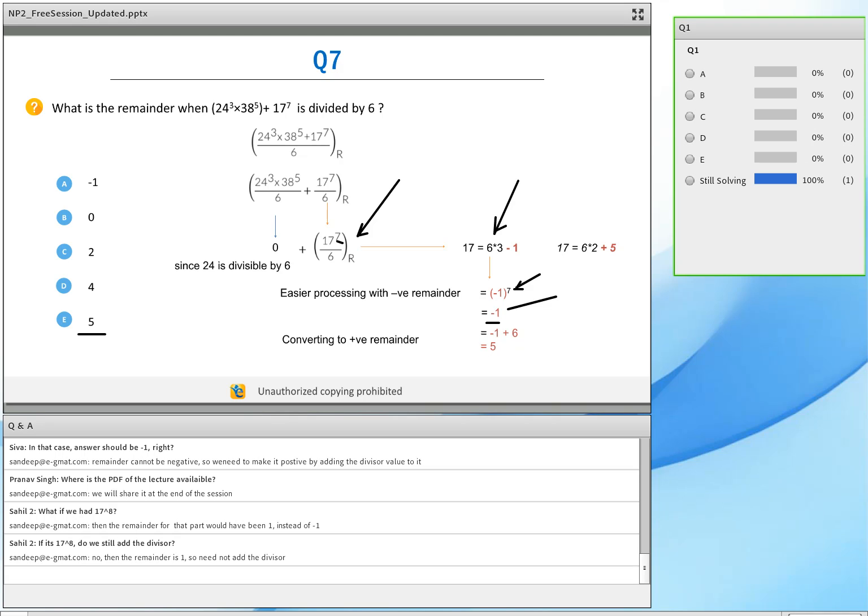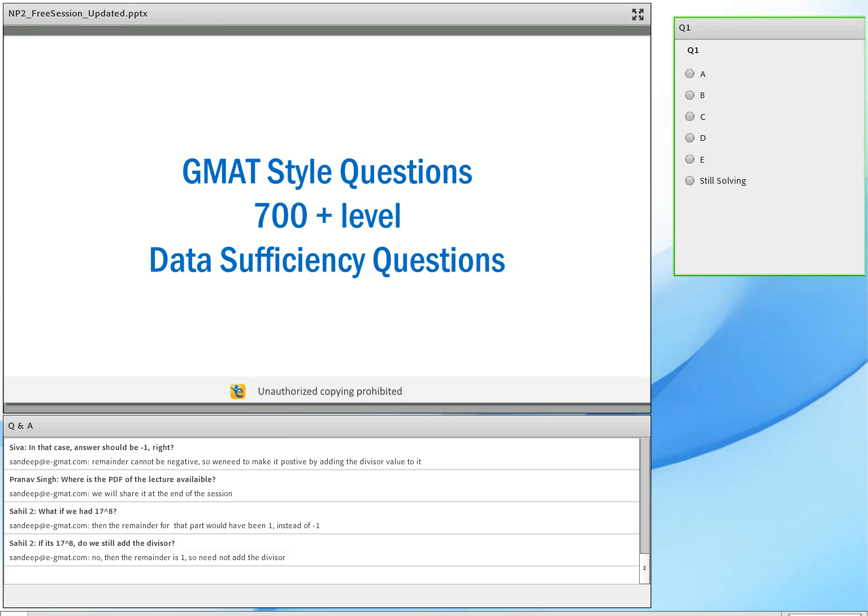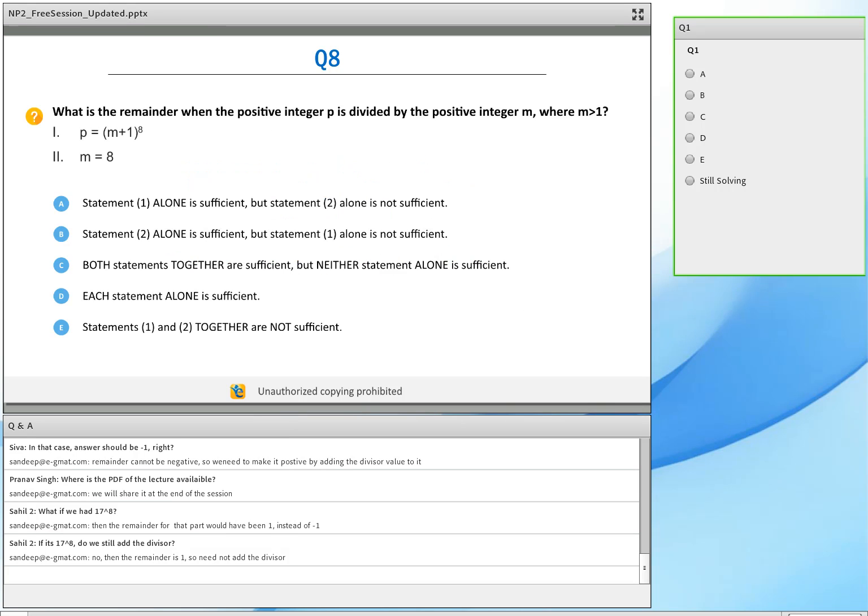So let's get to still solving. I want 80 people to say still solving. All right, I'm going to remove broadcast results. All right, the same data sufficiency question. Here is the question again. I want you to tell me what's the correct answer.